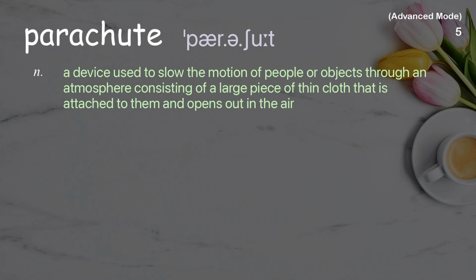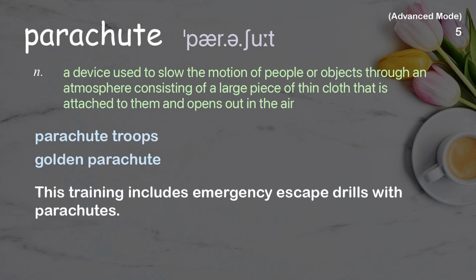Parachute. A device used to slow the motion of people or objects through an atmosphere, consisting of a large piece of thin cloth that is attached to them and opens out in the air. Examples: Parachute troops. Golden parachute. This training includes emergency escape drills with parachutes.